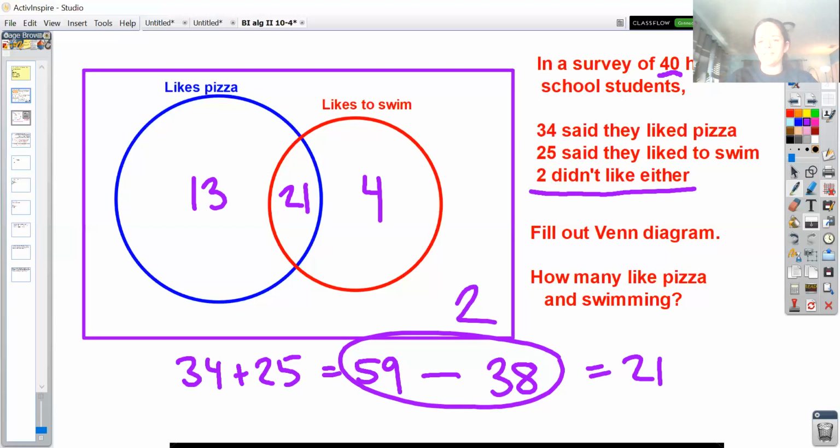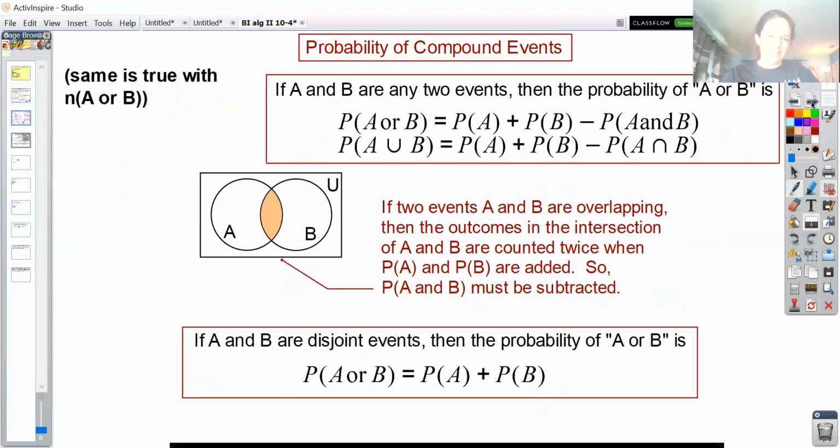And then the question says, how many like pizza and swimming? And so the word and means they have to like them both, which means I'm going to look at the intersection, which would be right here. And so the answer for that would be 21. Hopefully you either got that right ahead of time or it makes sense to you.